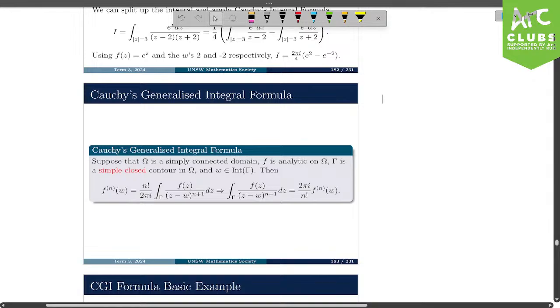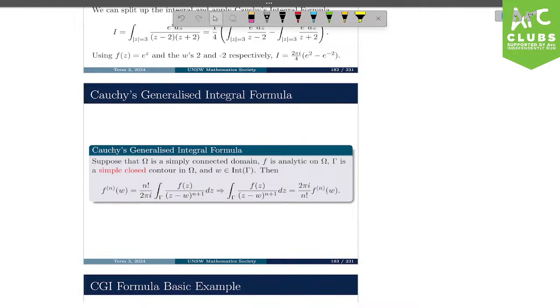Okay? Now, there's a little funky thing that we can actually push forwards with this Cauchy integral formula, the Cauchy generalized integral formula, which now takes into account the degree of the pole. Okay? Which just pushes into derivatives.